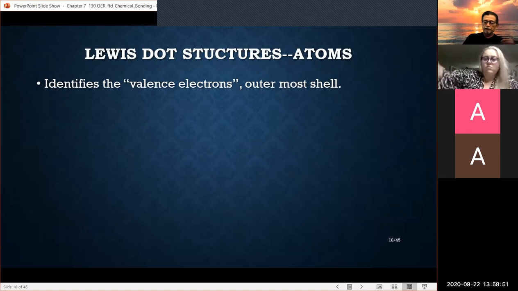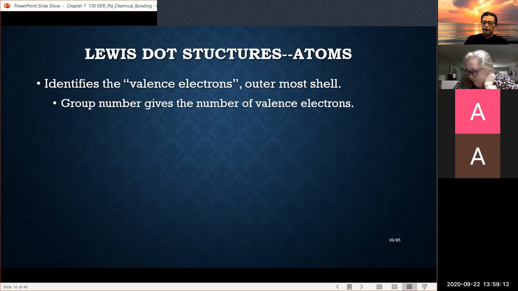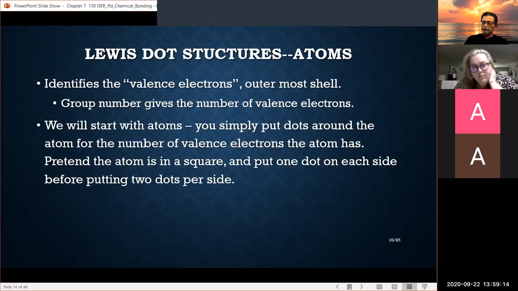Okay, but before we begin with that, we need to know how many valence electrons. If you don't know, go back and refresh your memory on how to obtain the number of valence electrons, because we're going to use what are called Lewis dot structures to designate the valence electrons. It's pretty straightforward. We find the group number that tells us how many valence electrons, okay?